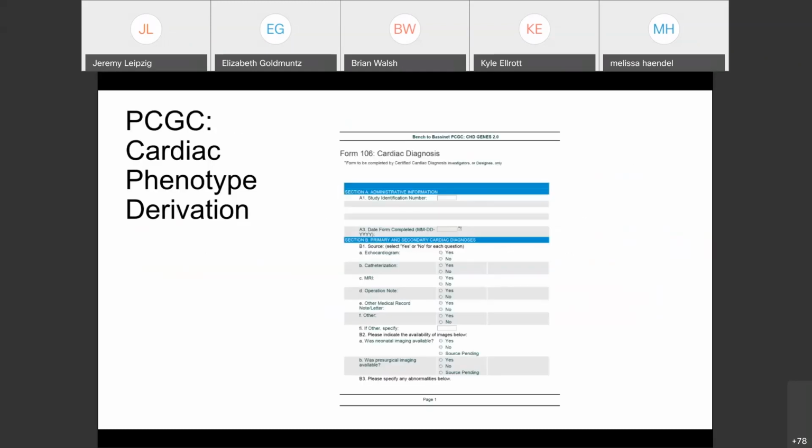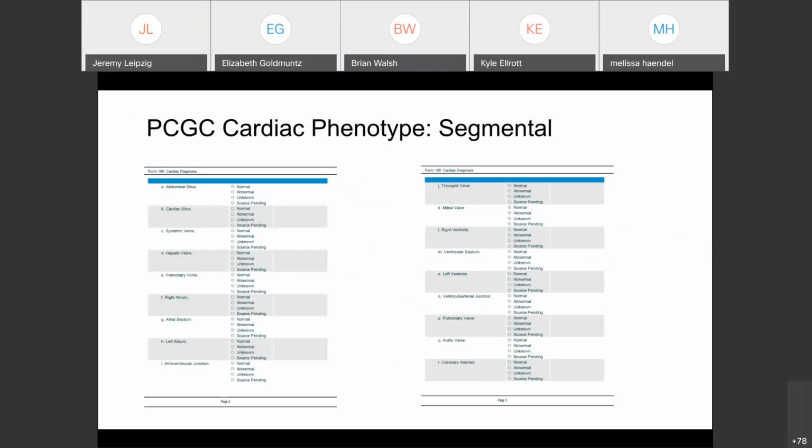So the PCGC does provide first where the data was obtained from, so you can see the fidelity, if you will, or the detail of the phenotyping itself. Next slide, please. And then it took a little bit of a hybrid approach after much conversation. It does have the opportunity to say for each cardiac segment, normal, or abnormal, or unknown.